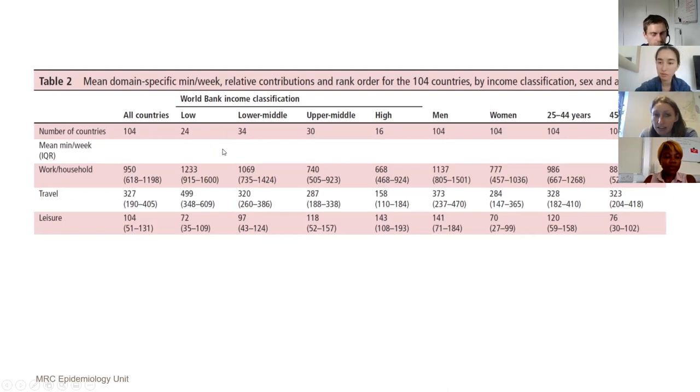You can see also how this varies by income classification. So I've got low, lower middle, upper middle, and high here. And you can see as we go across, the amount of work and household activity basically halves between low and high income countries. A similar trend is seen for travel. And leisure, the opposite trend is seen. In fact, it doubles when you're looking at high compared with low income countries. But we're talking about much lower volumes in any case.